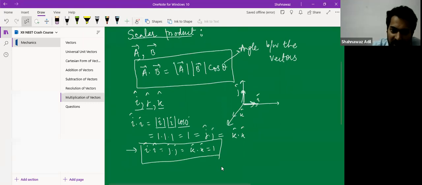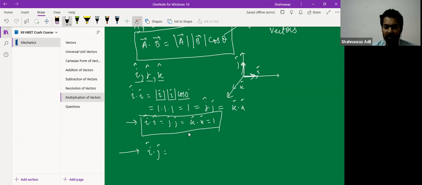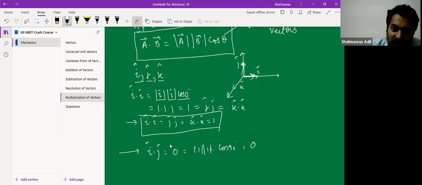And what will be I dot J? What will be I dot J? Zero. One into one into cos 90, so this is zero. So similarly, all these alternate products of I and J and K will be zero. So this is the first property of the dot product.